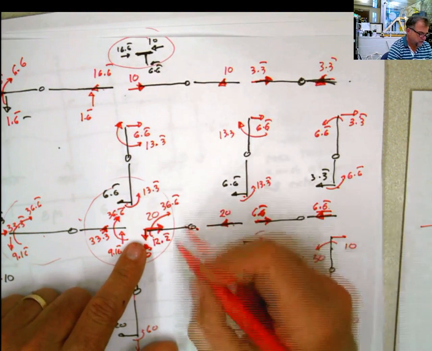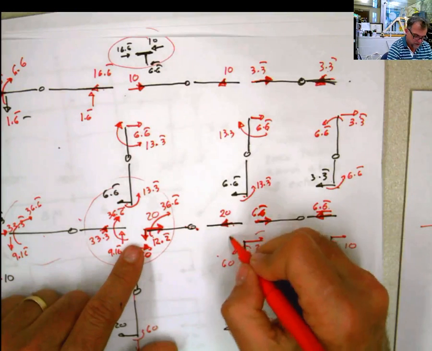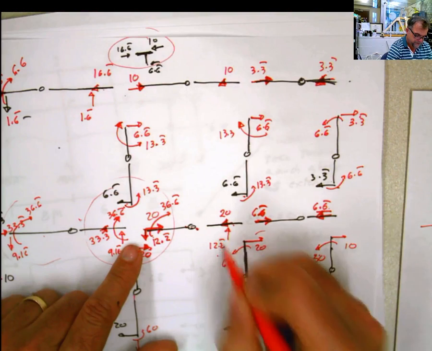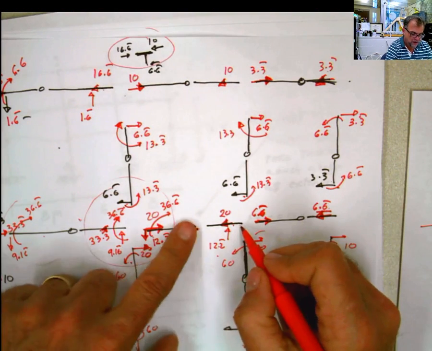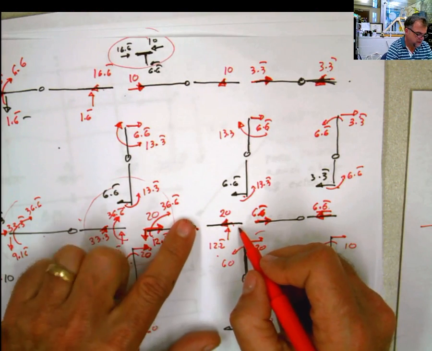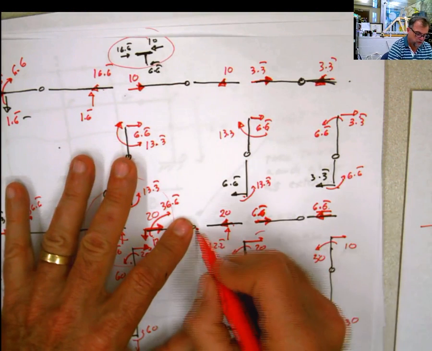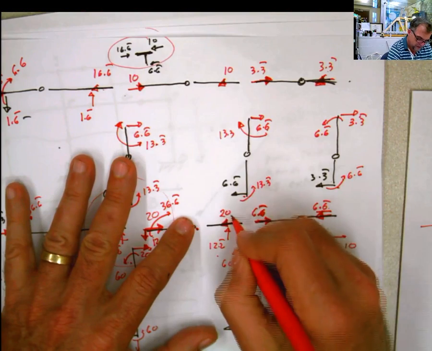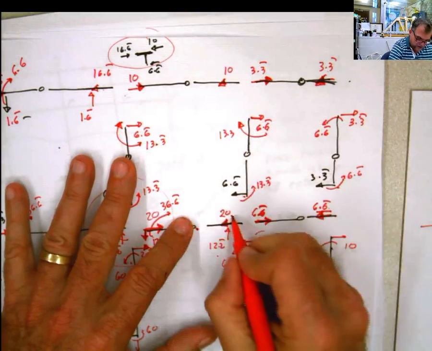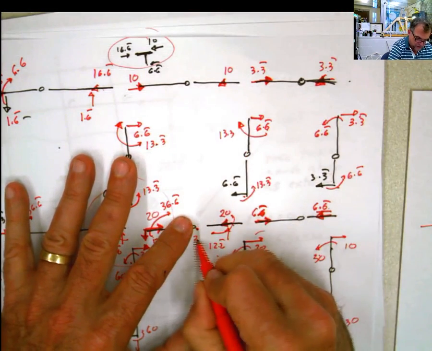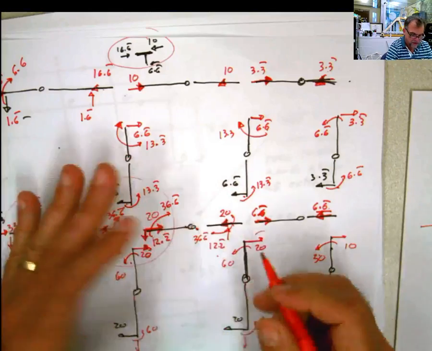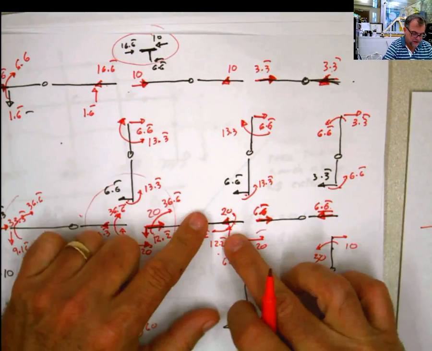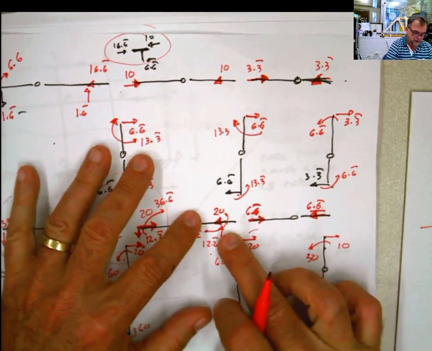Summation of forces in Y. How much is the force here? 12.2. How much is the moment in this end? Well, the moment in this end is going to be 12.2 times 3, 36.6. This is the action. The reaction has to be in the other direction. 36.6. I hope that you are a little bit more organized than I am. 36.6 here in this part.